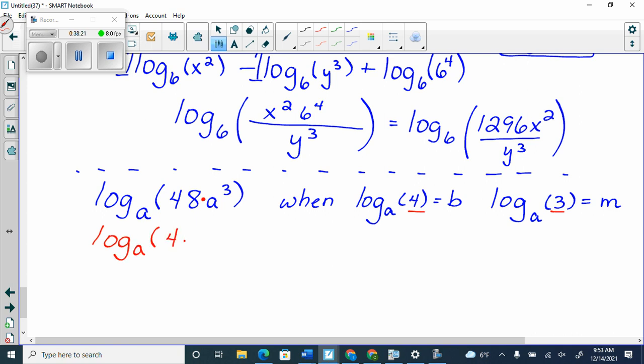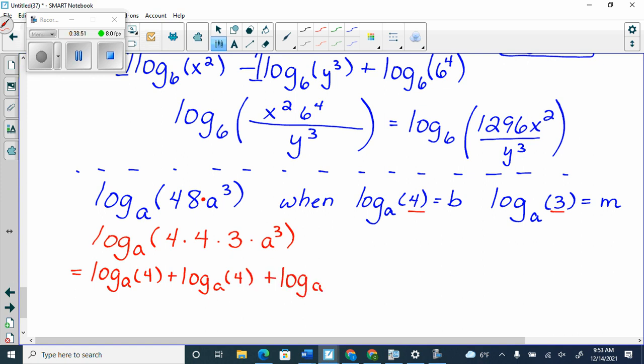So we go 4 times 4 times 3 times A cubed. Now, even if you get past this point, people will make mistakes, so watch out. We have 4 times 4 times 3 times A cubed. What am I going to have to do now? Split them up by addition. Log A of 4 plus log A of 4 plus log A of 3 plus log A of A cubed. What can I do with this 3? Put it in front.